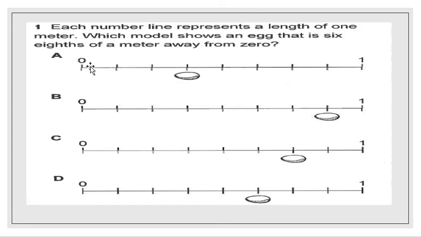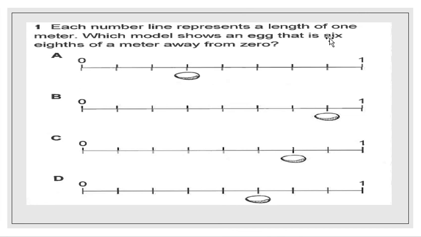If it's not 8 parts from right here to right here, cross it out, okay? If it's not 8 parts from right here to right here, you cross it out. Same thing right here. If it's not 8 parts, you cross it out, okay? And then you just want to solve for where 6/8 is, okay?